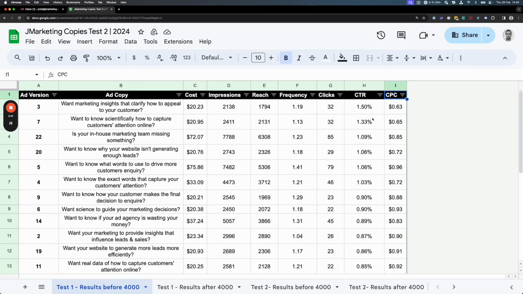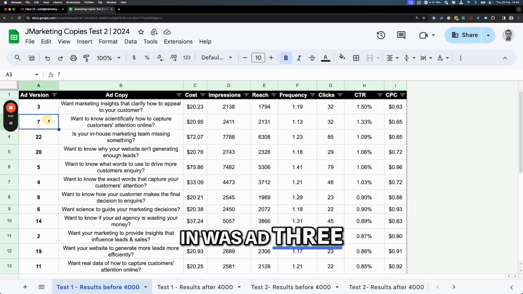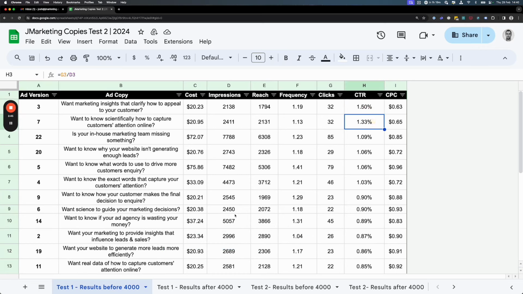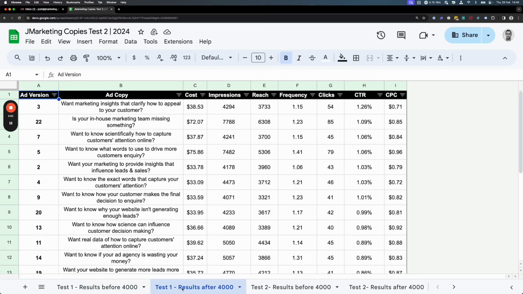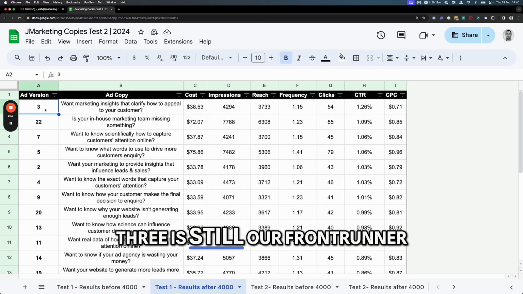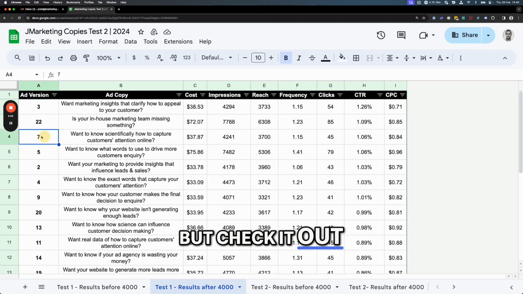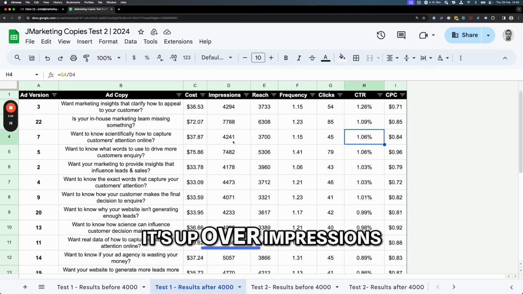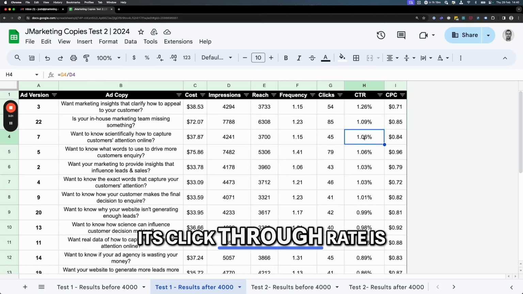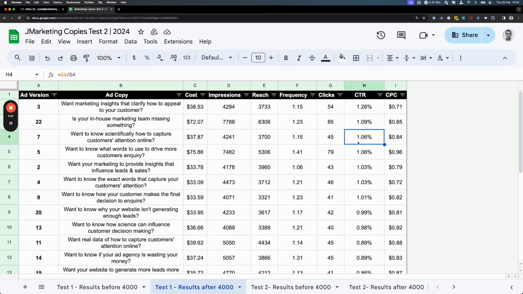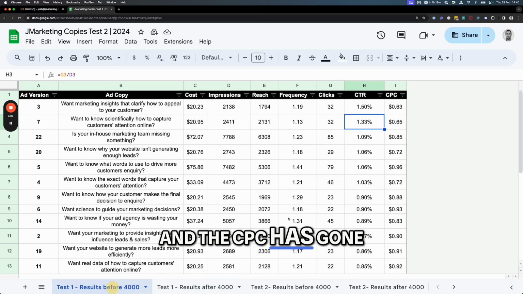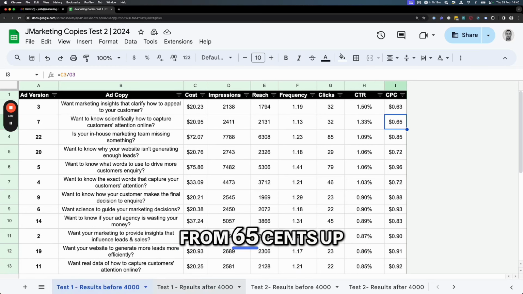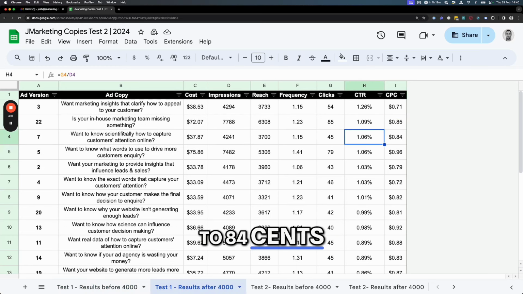In test number 1, the 2 we were really interested in was ad 3 and ad 7 that had a 1.5 and a 1.33 CTR. And all of a sudden, 3 is still our front runner, but check it out. Number 7 has fallen away dramatically. Now it's up over 4,000 impressions. Its click-through rate is only 1%, 0.06. And the CPC has gone from 65 cents up to 84 cents.